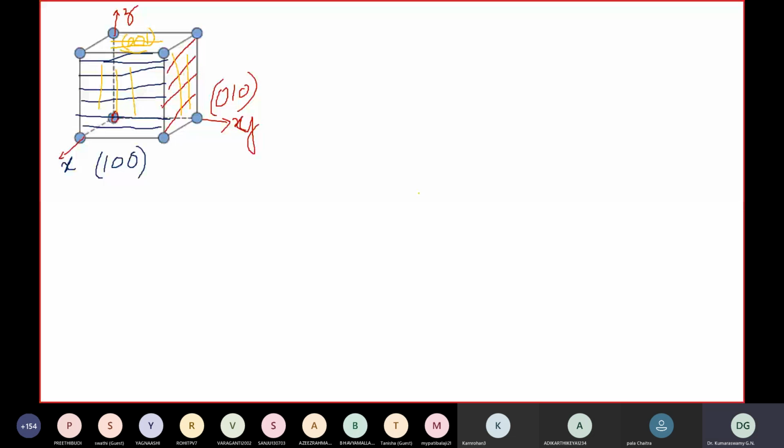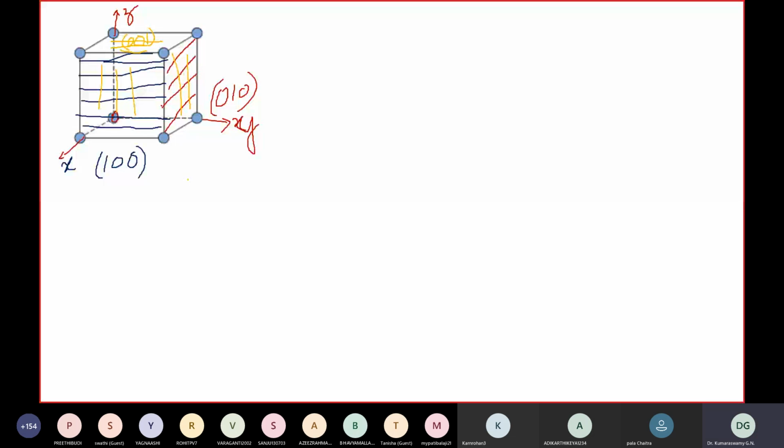If we interchange X, Y, Z at our will and wish, we can always go on designating these planes with different HKL values. The plane which is 1, 0, 0 here can take 0, 1, 0 or can also take 0, 0, 1. Do you agree? Yes, sir.